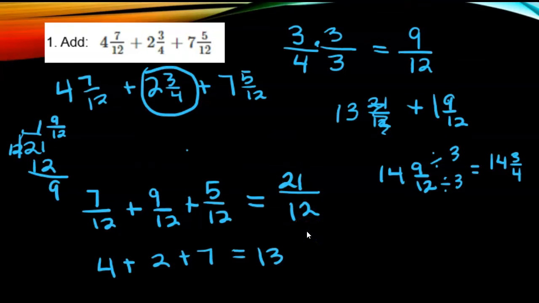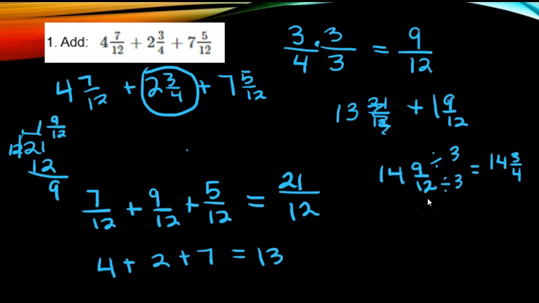Well, I know that 21/12 is another mixed number. So over here I did my scratch work. 21 divided by 12, I got 1 and 9/12. So now I have to add this one whole number to my answer of 13, and I get 14 and 9/12.